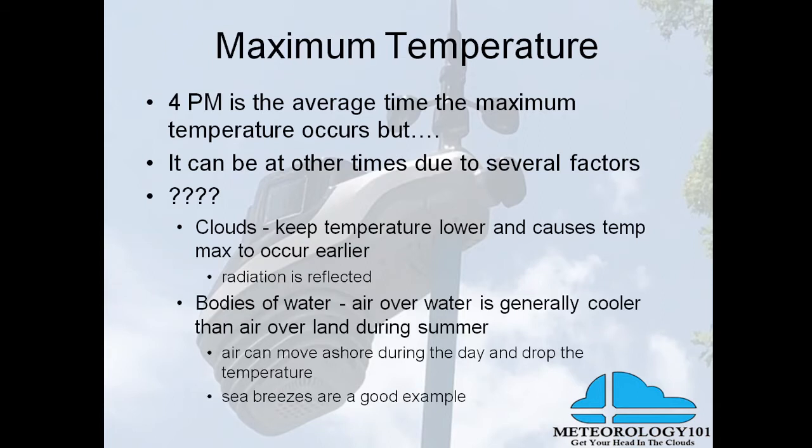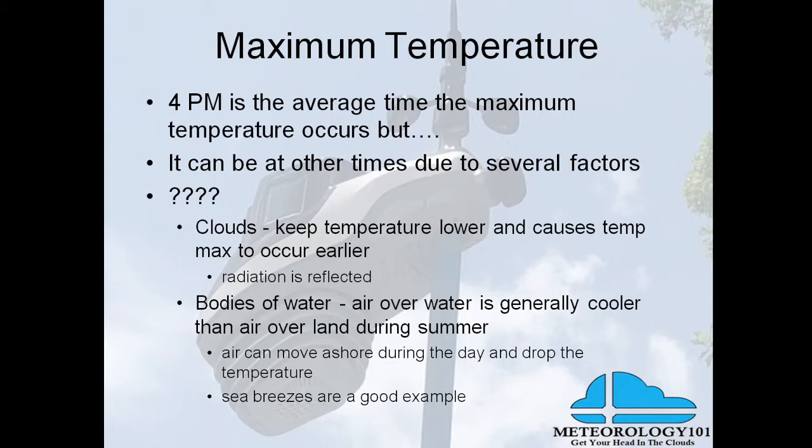Bodies of water. Air over water is generally cooler than air over land during the summer. Air can move ashore during the day and drop the temperature. Sea breezes are a good example. Like over Florida, if daytime heating creates low-level divergence on the surface, then the cold air from the ocean will rush in and replace that. A lot of times what you see in the summer is low-level divergence right down the middle of Florida.